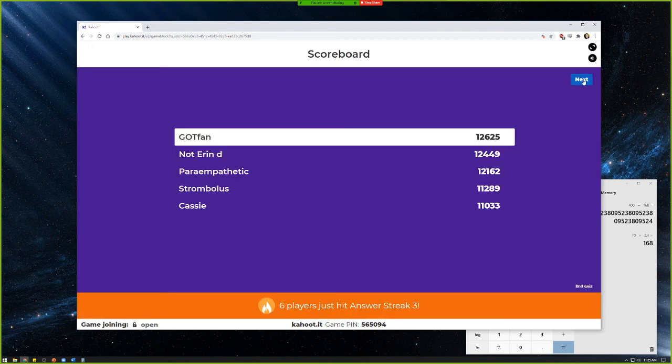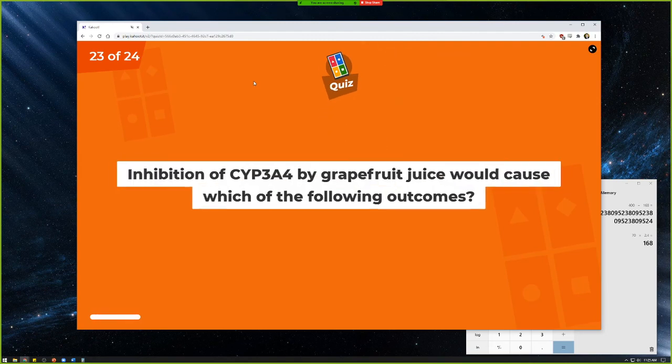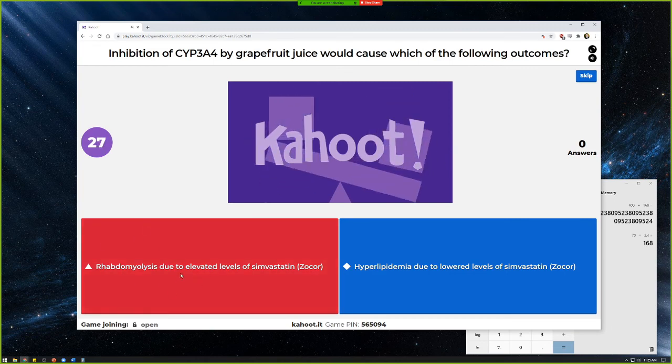All right. So inhibition of CYP3A4 by grapefruit juice would cause which of the following outcomes? Would it cause rhabdomyolysis due to elevated levels of a drug called simvastatin, which is metabolized through CYP3A4? Or would hyperlipidemia be caused due to lowered levels of simvastatin? So again, you don't know the drug specifically, but let's just say for argument's sake that it's metabolized through CYP3A4, which is why I'm asking the question here. If I'm inhibiting CYP3A4, what's going to happen? Are the drug levels going to rise, or are they going to lower?